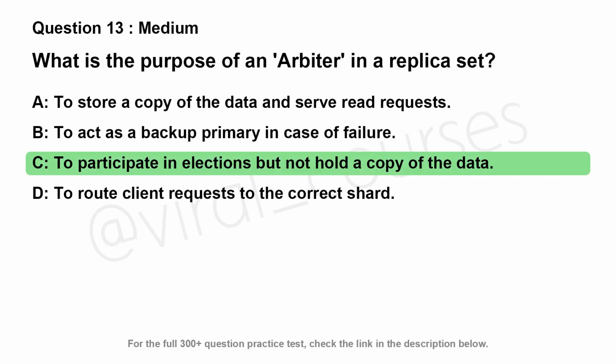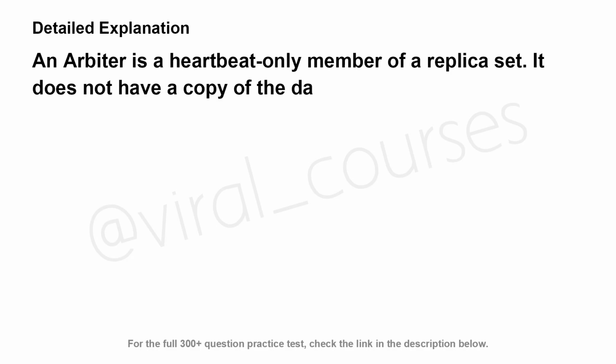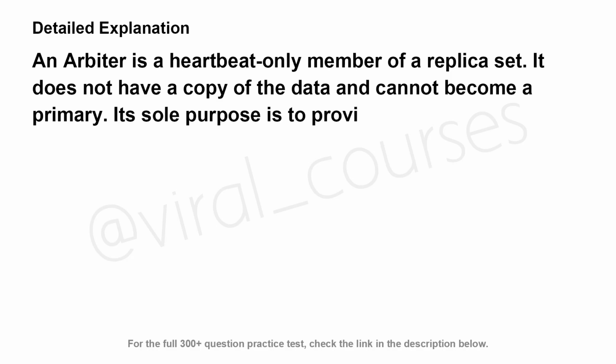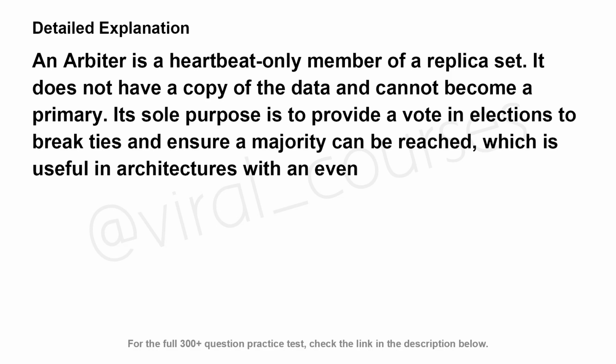The correct answer is C. An arbiter is a heartbeat-only member of a replica set. It does not have a copy of the data and cannot become a primary. Its sole purpose is to provide a vote in elections to break ties and ensure a majority can be reached, which is useful in architectures with an even number of data-bearing nodes.